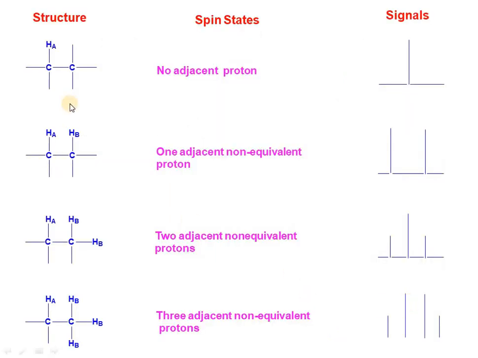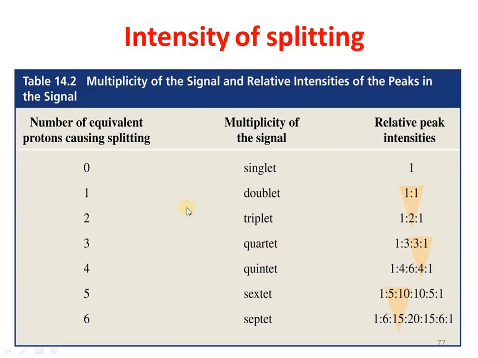Now, or we say, if there is no hydrogen present in the adjacent position, this will give only one line, one peak. If there is one neighboring proton, then 2, doublet. If there are 2 neighboring protons, then triplet, 3. If 3 neighboring protons, then quartet, 4 lines. So this intensity of splitting can be given by the number of equivalent protons causing splitting.